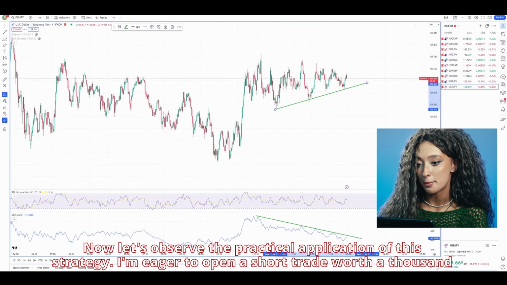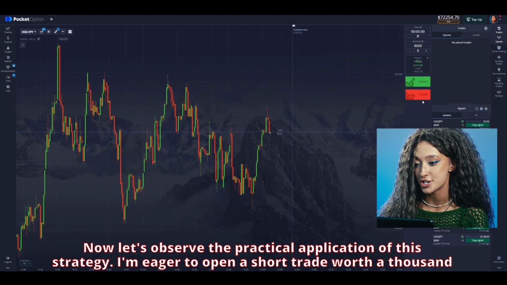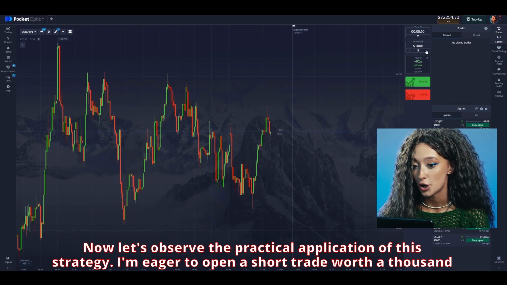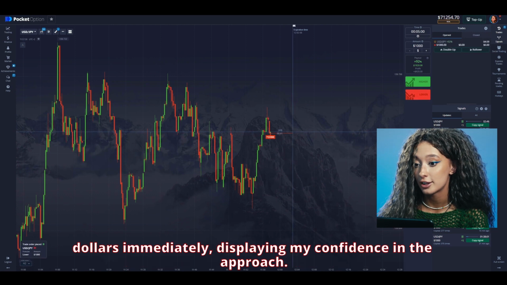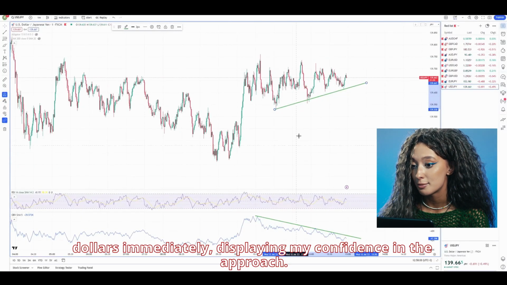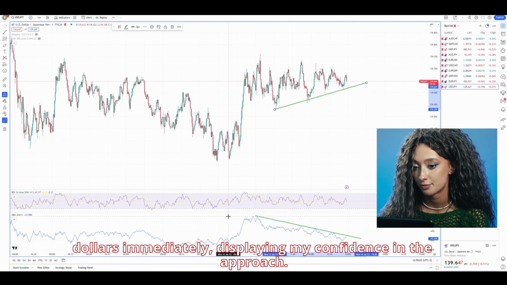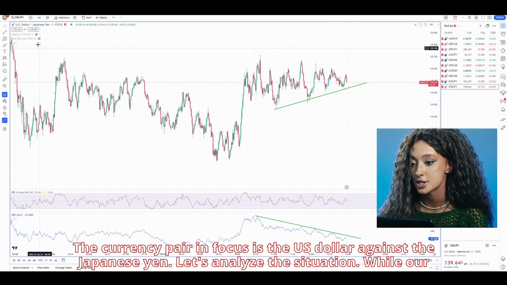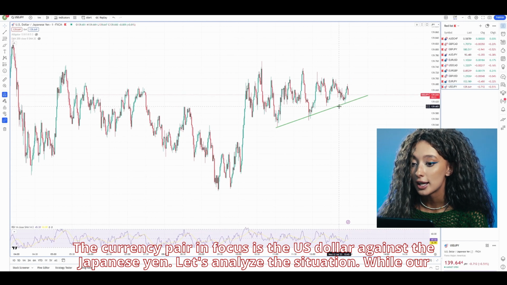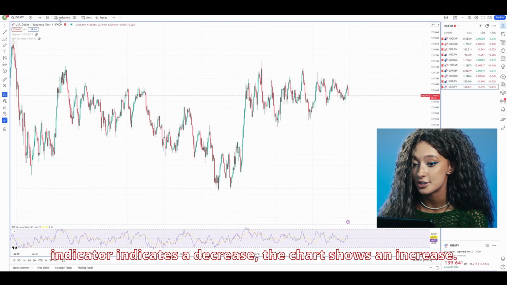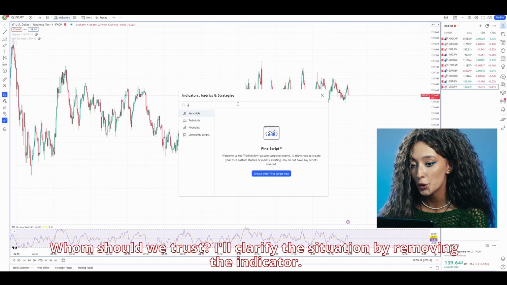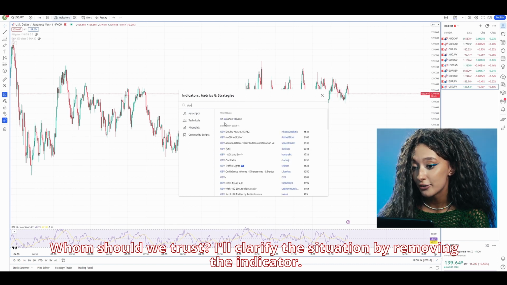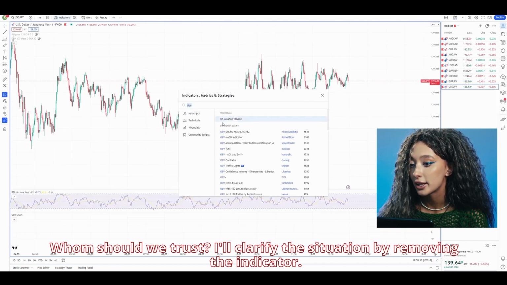Now let's observe the practical application of this strategy. I'm eager to open a short trade worth $1,000 immediately, displaying my confidence in the approach. The currency pair in focus is the US dollar against the Japanese yen. Let's analyze the situation. While our indicator indicates a decrease, the chart shows an increase. Whom should we trust?